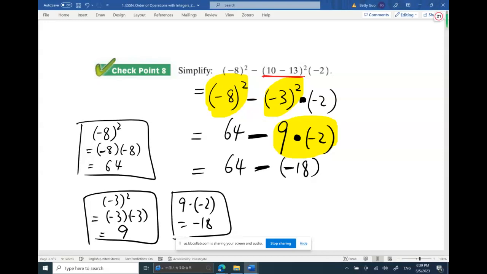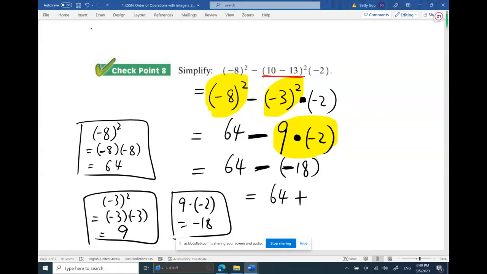Minus negative 18. This kind of problem might confuse or challenge you when you took the algebra foundation class, right? How do we find 64 minus negative 18? How do we process minus negative numbers? It turns to positive. Exactly. Positive.